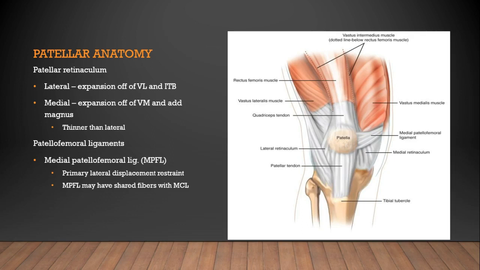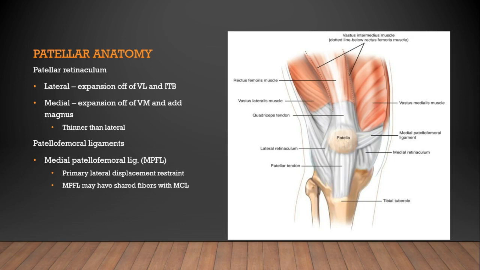The next portion of the anatomy is the patellar retinaculum and patellofemoral ligaments. The two retinacula, medial and lateral, keep the patella on their respective sides. The lateral retinaculum pulls lateral to prevent medial subluxation, and the medial retinaculum does the opposite. The medial tends to be thinner than the lateral.